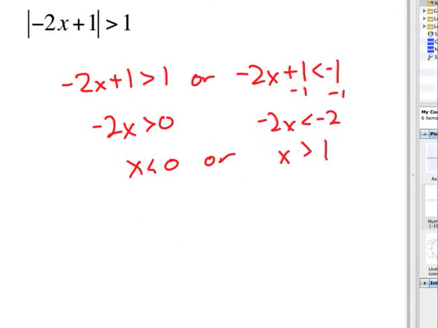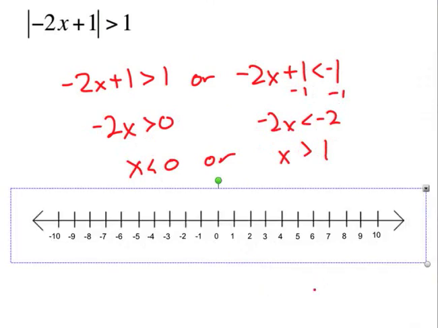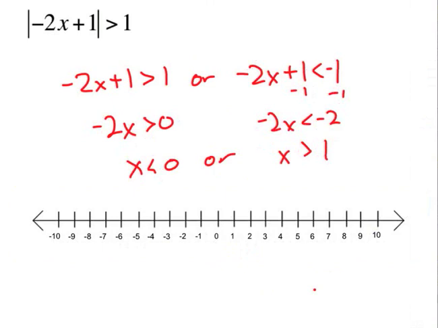So if we want to graph it, we get 0 is going to be open. 1 is going to be open. But we need x to be less than 0, or x is greater than 1, which is this way, which is exactly what we thought. We knew that it was going to be going out.